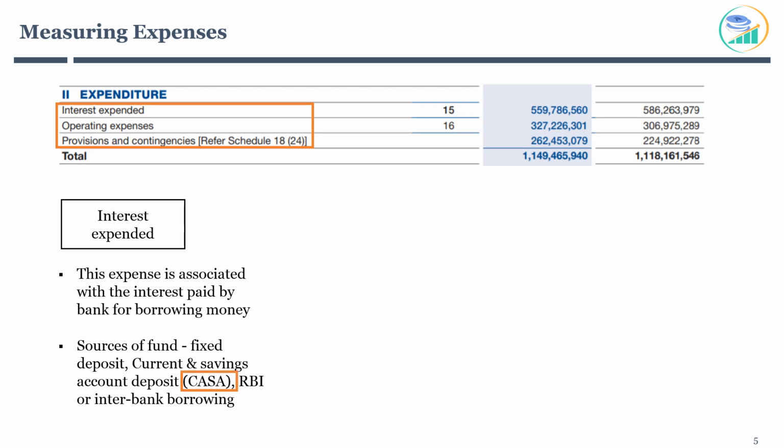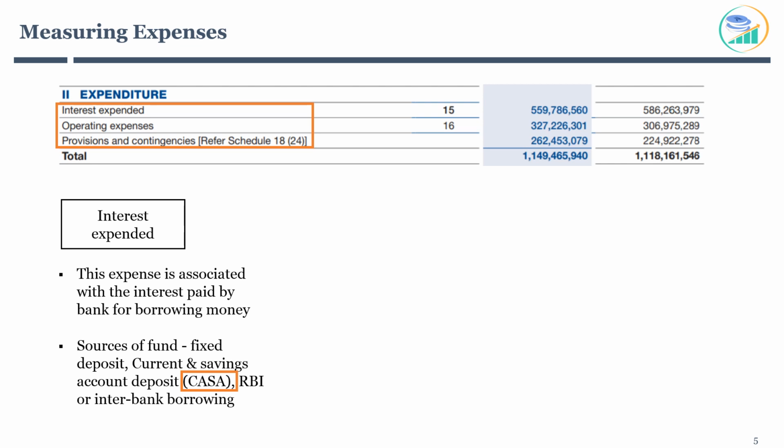CASA deposit is the cheapest source of money available for a bank since they pay a very minimum rate of interest to the account holder. Growing CASA deposit is always a good sign for a bank. A bank can also borrow money from RBI or other banks. This also includes the expense associated with interest paid to RBI or other banks for borrowing money.